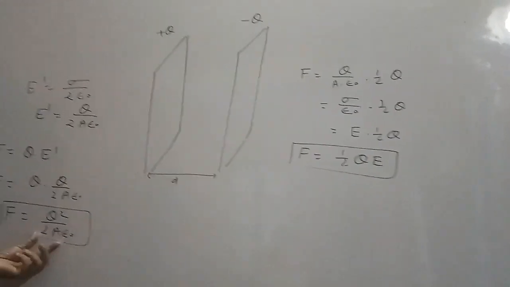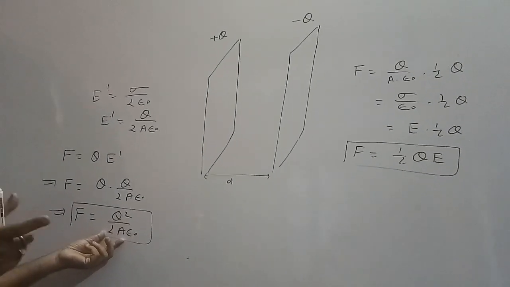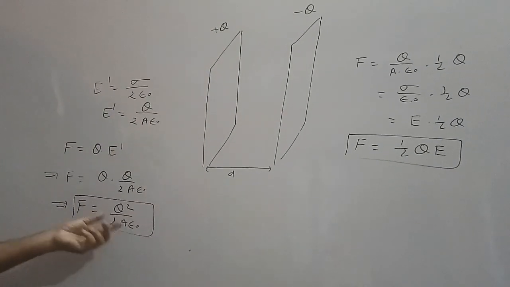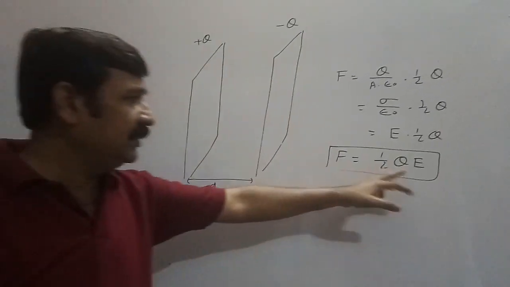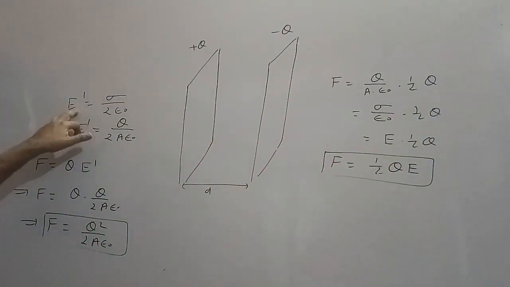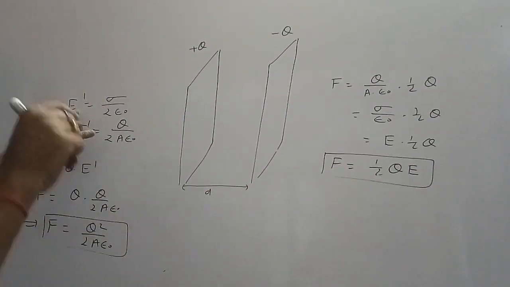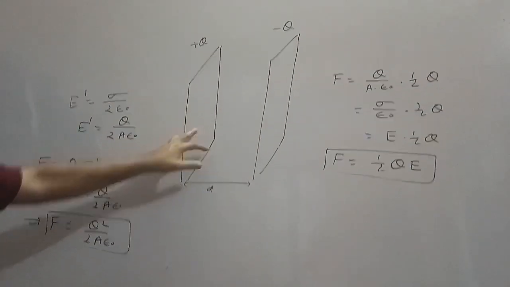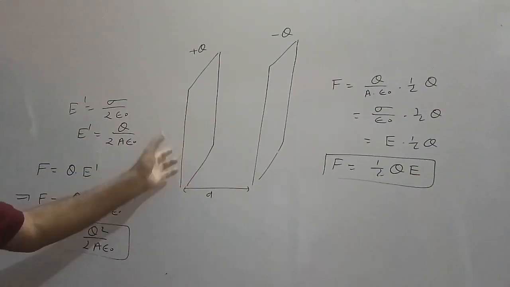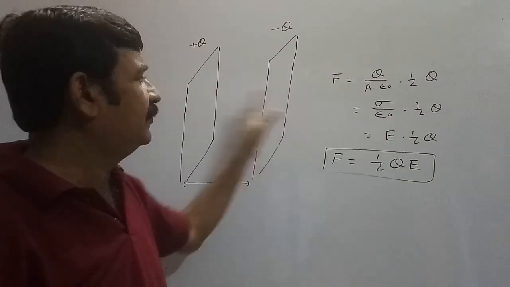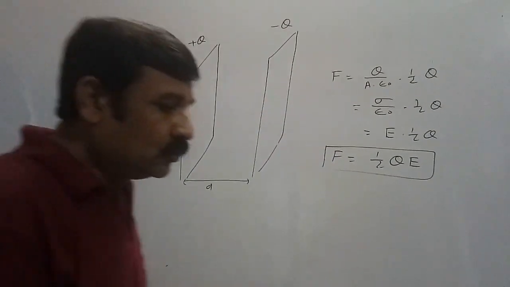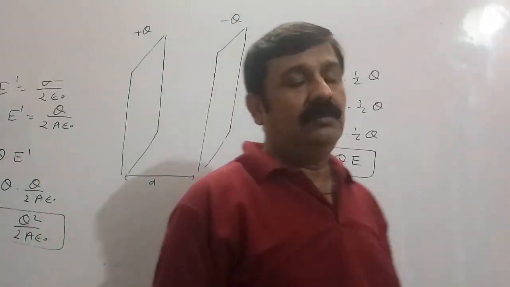So this is the expression to find the force between two charged plates, and this expression can also be written like this. E dash is the intensity at any point due to a single plate, and E is the intensity between two opposite nature charged plates. This is the difference between them. So this is all about this video lecture.